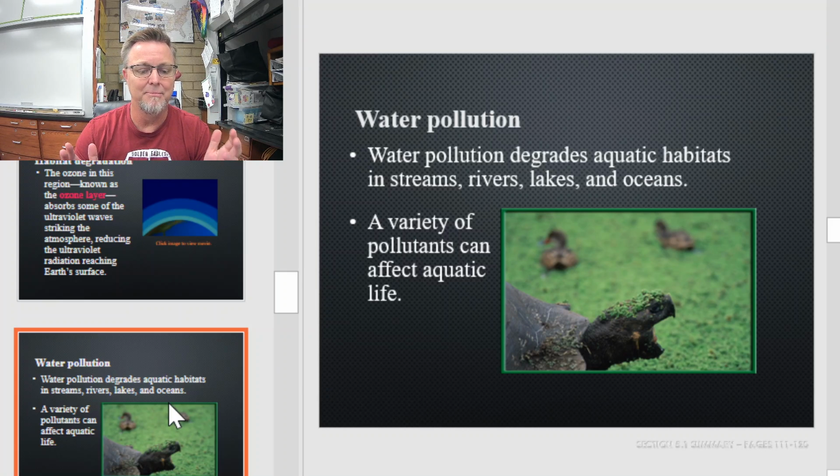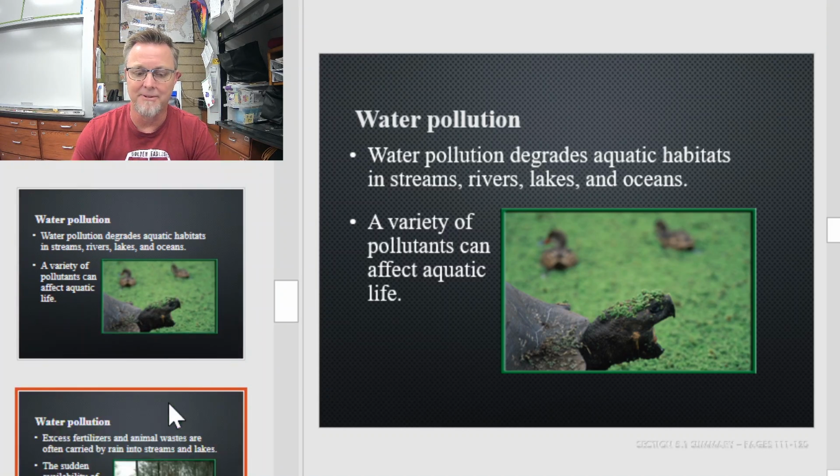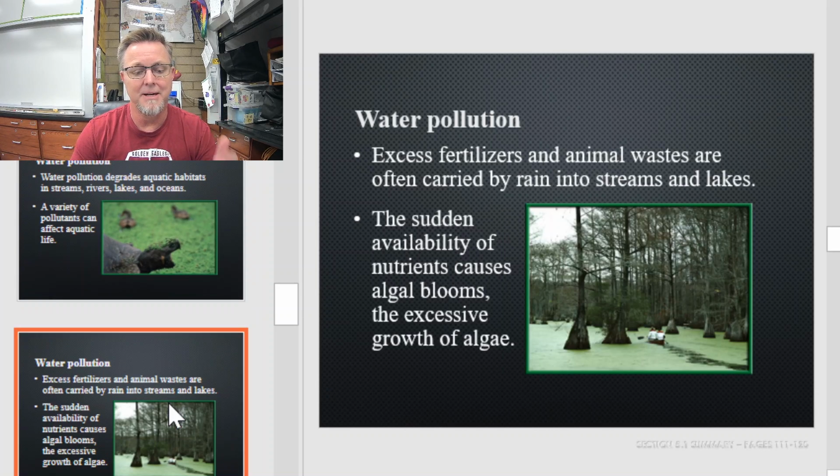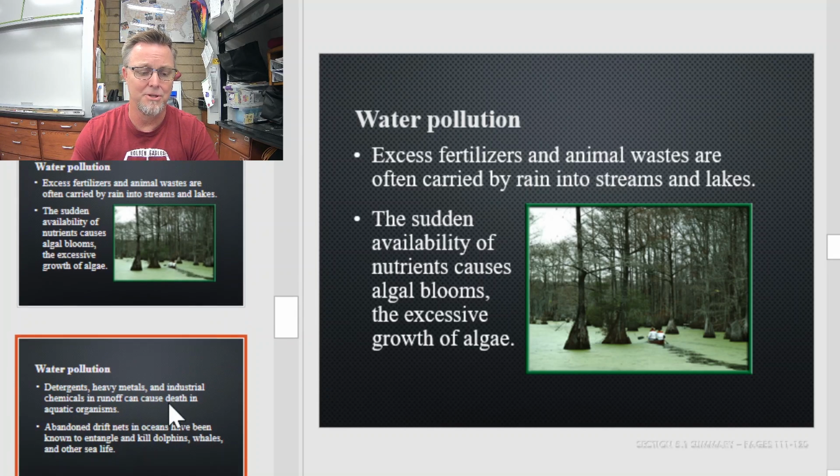There are a variety of pollutants that can affect aquatic life. Excess fertilizer and animal waste are the big ones. They're carried by rain into streams and lakes. The sudden availability of nutrients causes algal blooms, which a lot of people go, hey, that's awesome. Extra plants. Not so much, because once that fertilizer is used up, those plants die, sink to the bottom, decompose, and the process of decomposition literally sucks all the oxygen out of the water, and anything that needs oxygen in the water is going to die too.